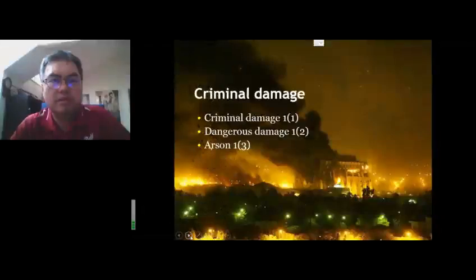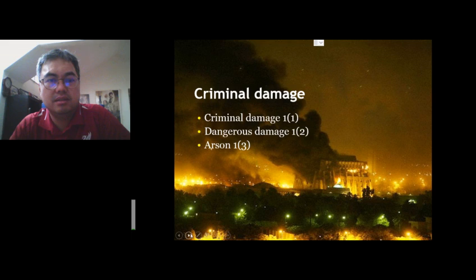We will start off first with English law. And for the offence of criminal damage, we are going to look at Section 1 of the Criminal Damage Act. And there are three offences. There's subsection 1, criminal damage, subsection 2, dangerous criminal damage, and subsection 3 on arson. Let's start first with the basic offence of criminal damage under Section 1, subsection 1.